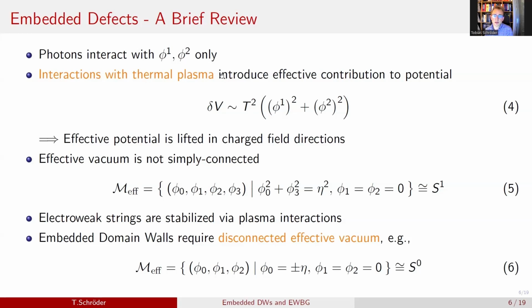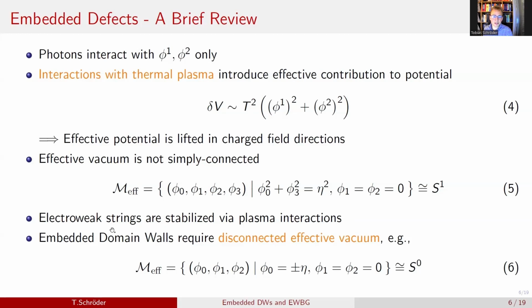Interactions with thermal plasma then introduce an effective contribution to the potential of the Higgs, which is of the form written down here in 4. This means that the effective potential is lifted now in the charged field directions, but not in the uncharged field directions. Correspondingly, the effective vacuum will change, and as it turns out, it changes to a circle and is no longer simply connected. This means then that electroweak strings are stabilized via plasma interactions.